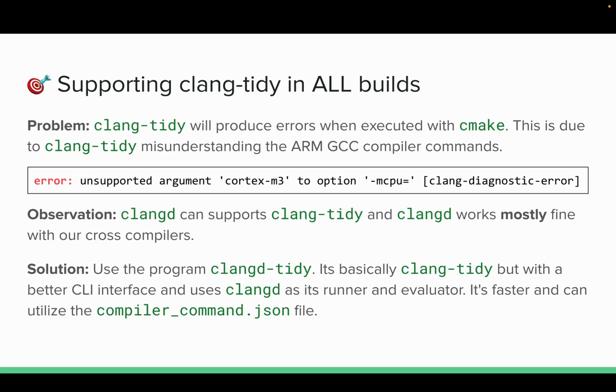All right, so let's get on with what we have for today. Supporting clang-tidy in all builds. So here's the current problem. Clang-tidy will produce an error when you try to execute with CMake, and I should have removed that earlier, but it happens right now when you try to use the ARM GCC compiler.